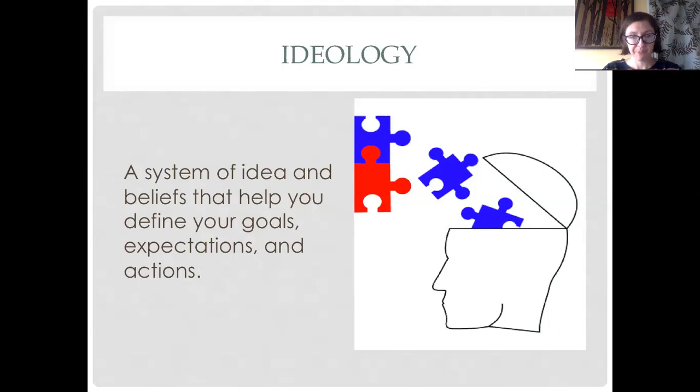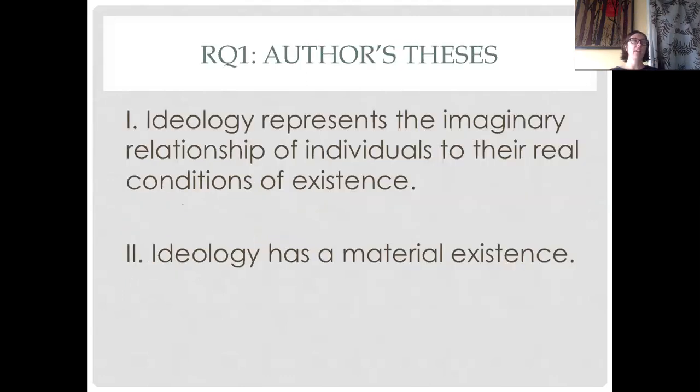Okay, so now that we've established that, let's get into Althusser's theses, which I think a lot of you focused on the first one, but I want to make sure that we have both of them up here. The first one is: ideology represents the imaginary relationship of individuals to their real conditions of existence. And the second one is: ideology has a material existence.